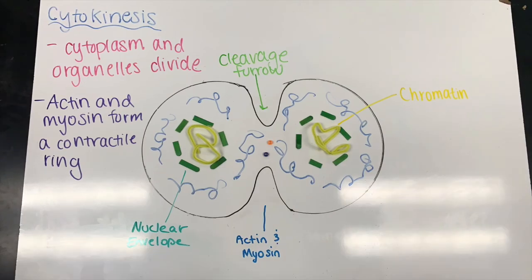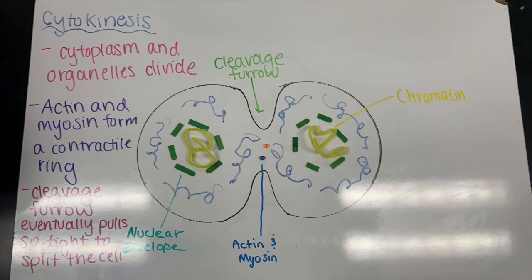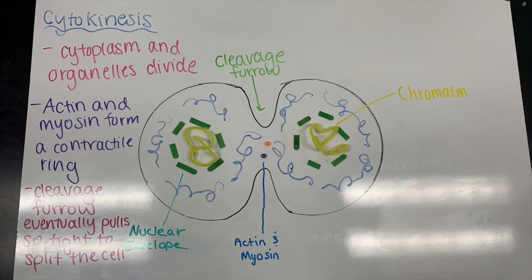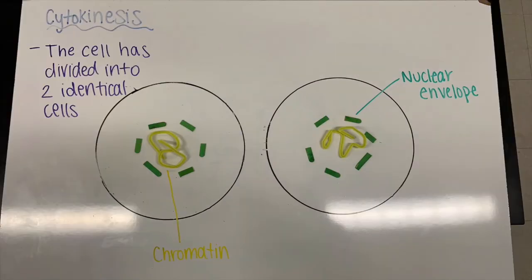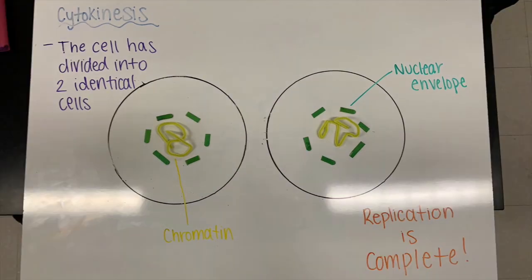This pinches the cell in the middle, and the drawstring, which is a contractile ring formed by actin and myosin, pulls so tight that the cell splits into two. The original cell has now divided into two identical cells, and replication is complete.